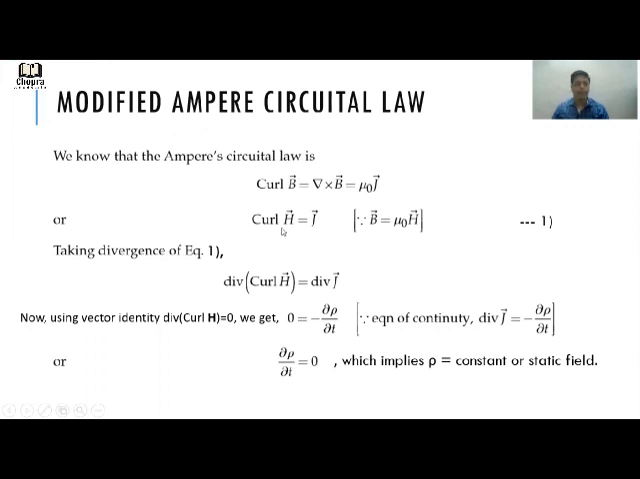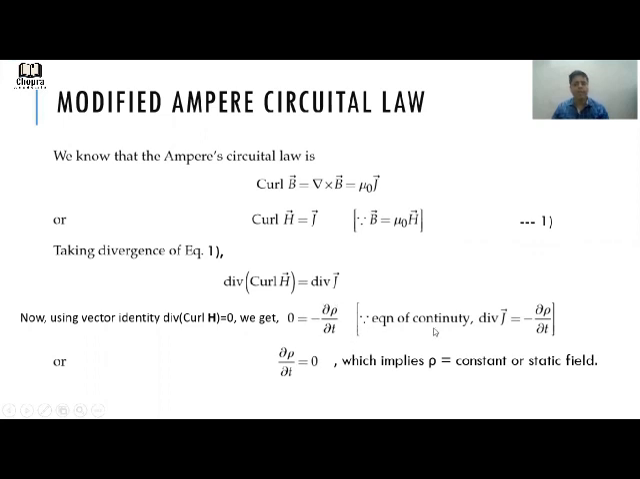We take the divergence from the left hand side and right hand side both. We operate divergence on both the sides, we get divergence of curl H is equal to div J. Now using the vector identity that divergence of curl of a vector is equal to 0, we get left hand side to be 0 and right hand side can also be written as minus dou rho by dou t.